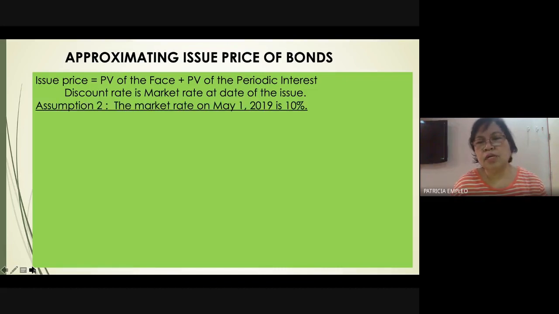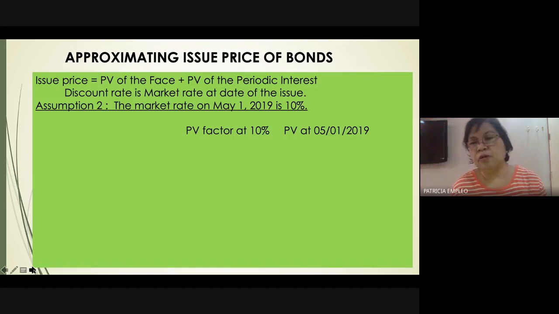In our assumption 2, the market rate on May 1, 2019 is 10%, whereas the nominal rate is still 8%. So we have a 1 million 8% 5-year bonds issued on May 1, 2019, but the market rate on May 1, 2019 is 10%. Therefore, let us compute the total present value of both the principal and interest on May 1, 2019. Again, the face value will be paid only once after 5 years, so the present value factor at 10% for 5 periods using simple present value is 0.6209. Therefore, the present value of the face on May 1, 2019 is 620,900.